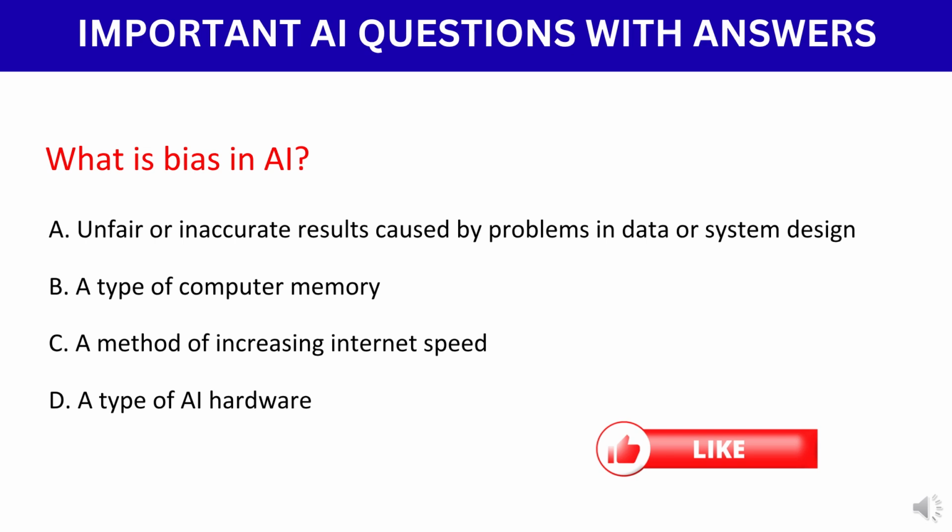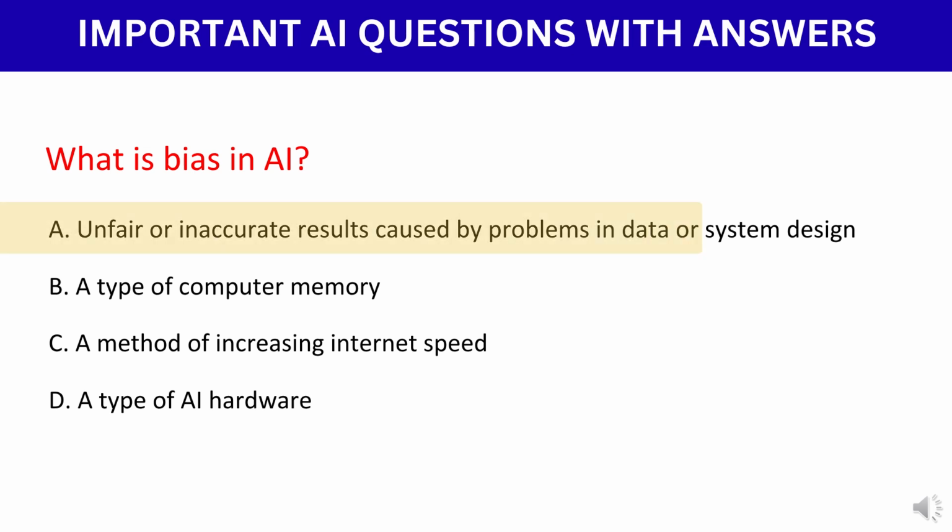Question 24. What is bias in AI? Option A. Unfair or inaccurate results caused by problems in data or system design. Option B. A type of computer memory. Option C. A method of increasing internet speed. Option D. A type of AI hardware. The correct answer is option A. Unfair or inaccurate results caused by problems in data or system design.